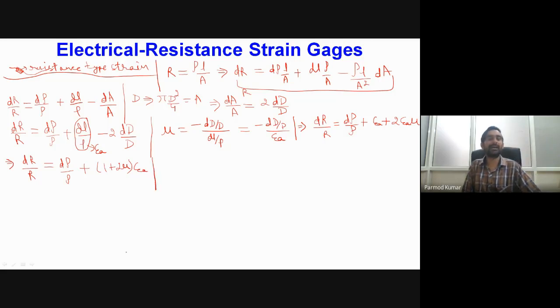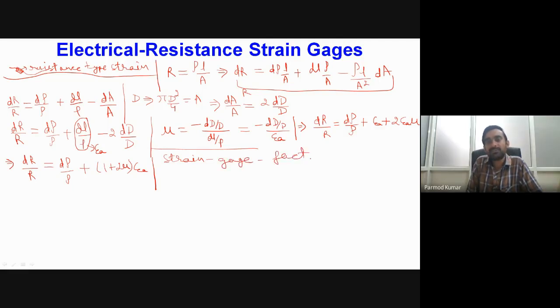Okay, so this is the relationship you can see over here between the axial strain and the change in resistance of the wire which is used to fabricate a strain gauge. Okay, now we define one important factor over here which is known as the strain gauge factor.